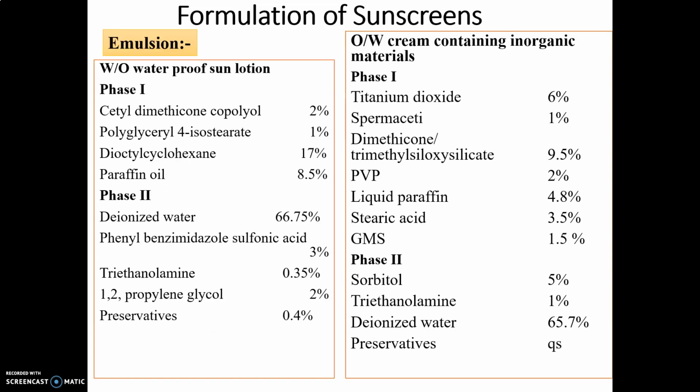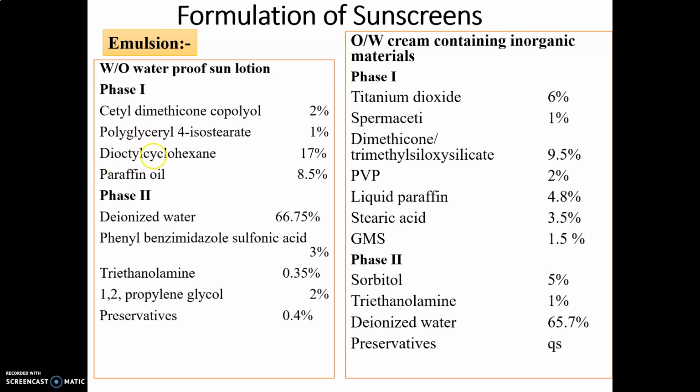You can see here I have shown some formulations. It is an emulsion. It is a W/O type of emulsion, while here on the other side is an O/W type of emulsion. The W/O one is a waterproof sunscreen lotion. It consists of an oil phase and a water phase, and the method for preparation of this emulsion is the same as for any emulsion. You heat the oil phase, melting it at a temperature of 70 to 80 degrees Celsius, and heat the water phase at again the same 70 to 80 degrees Celsius.